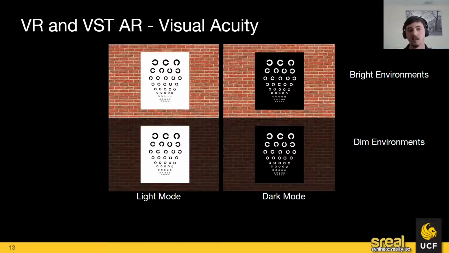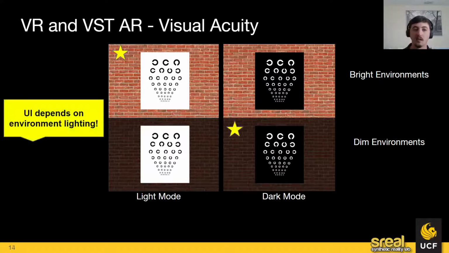So for virtual reality and video see-through AR, we did a study where we checked visual acuity with this virtual eye chart. And what we found was that the best UI in terms of light mode or dark mode in terms of visual acuity was dependent on the amount of virtual lighting in the room. So if you had a very bright virtual environment, users performed better. They read smaller letters with the light mode chart, whereas if they were in a dim virtual environment, users performed significantly better and read smaller letters with that dark mode chart. And this kind of adheres to traditional UI guidelines.